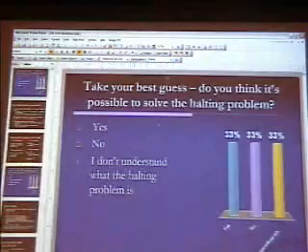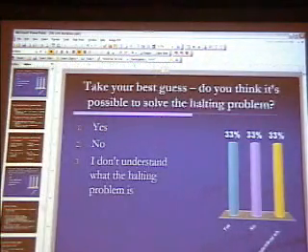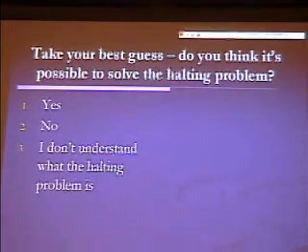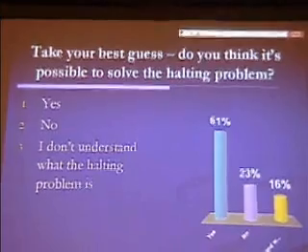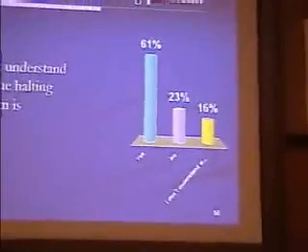Participants auto. No, auto. Oh, you're kidding. Wait. Okay, now it's working. Yes. Okay. So 61 say yes and 23 say no.